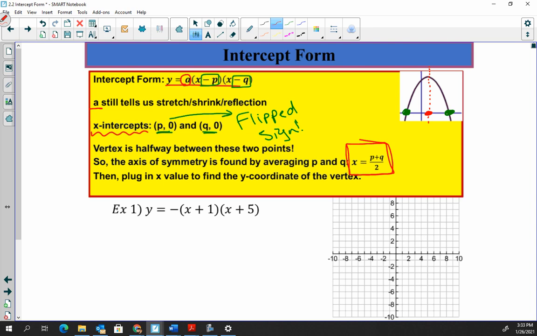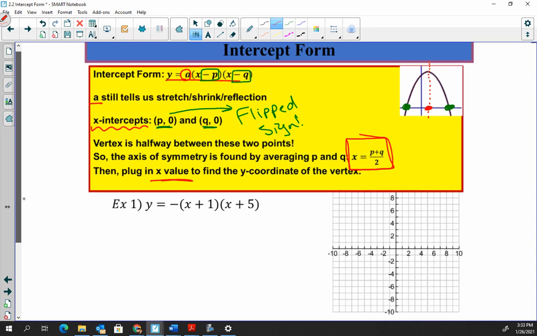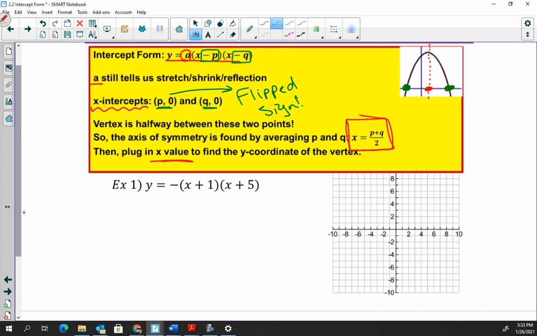To find the second half of the vertex, it's going to be the same way that we did in standard form. We're going to take the axis of symmetry and plug it back into the equation to find the y-coordinate. So let me show you an example of how this is all going to come together.